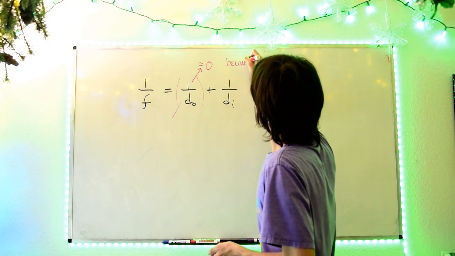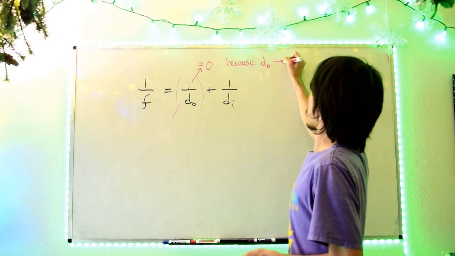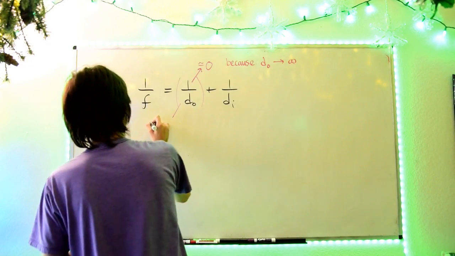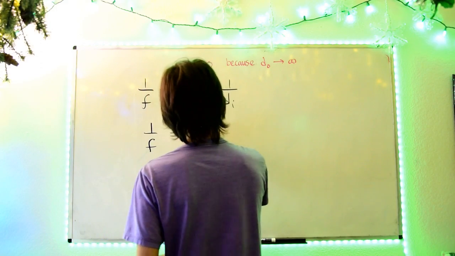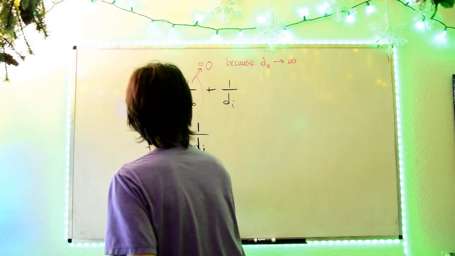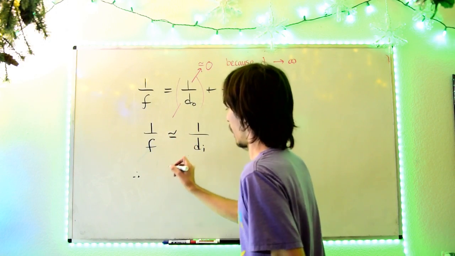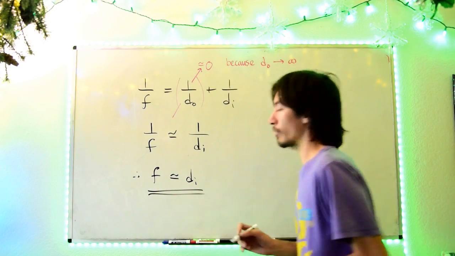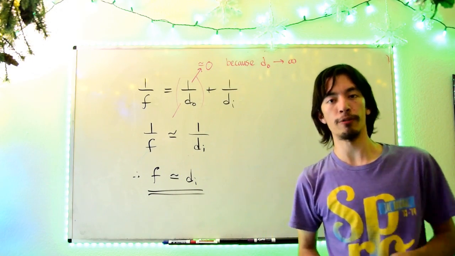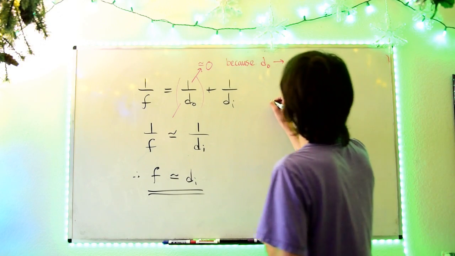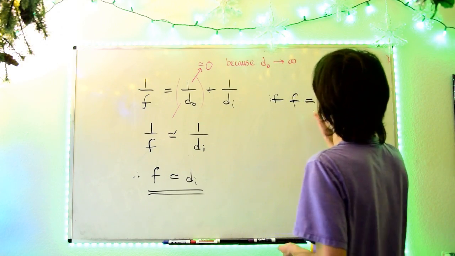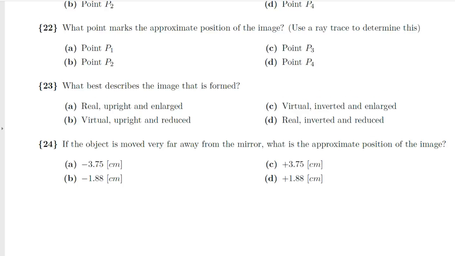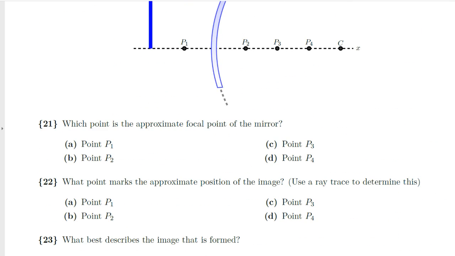because the object distance approaches infinity. And if you do that, it actually becomes very simple. 1 over the focal length equals 1 over d_i. So therefore, approximately, the focal length is approximately the image distance. So the image forms roughly at the focal length. So if the focal length of the mirror is, well, I told you in this problem that it is, what is that?